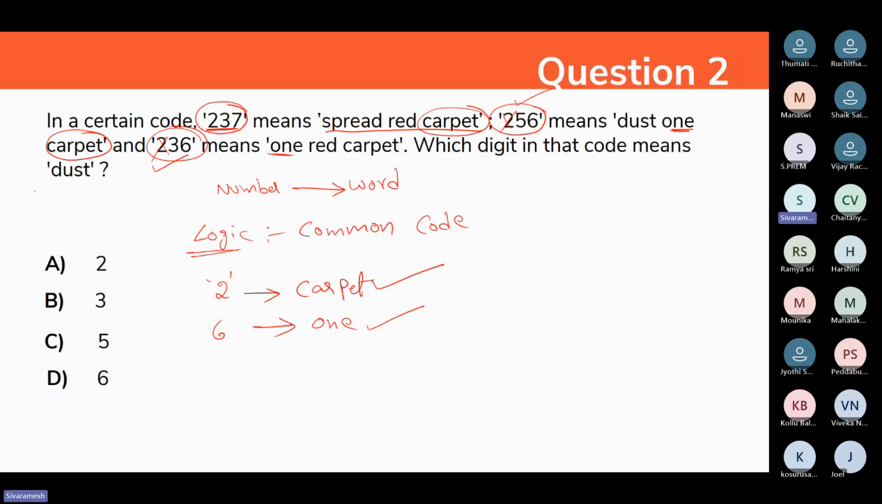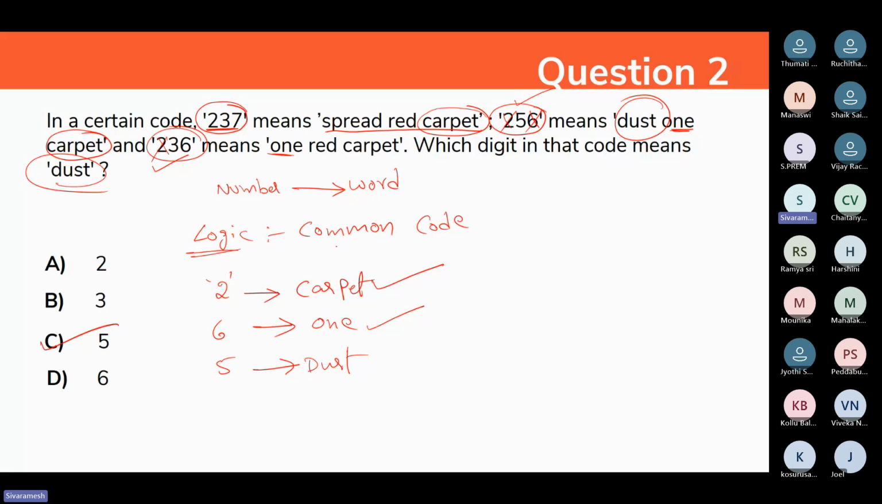Now already we got to know that one means 6, two means carpet. Then what we are looking for is dust. So dust is there here, dust one carpet. Can you tell me what is the code for dust? Then only one number is left out. 2 means carpet, 6 means one, so obviously there is one more number left out, which is 5. So obviously 5 means dust. Can I say that the answer is option C, 5? Did you get my point? Yes, sir. Yes, exactly.